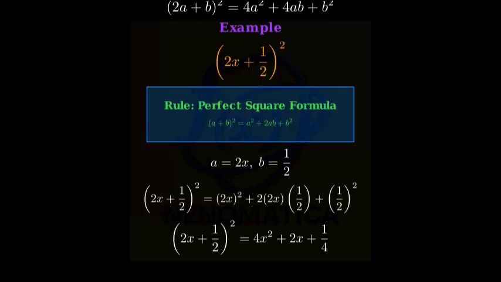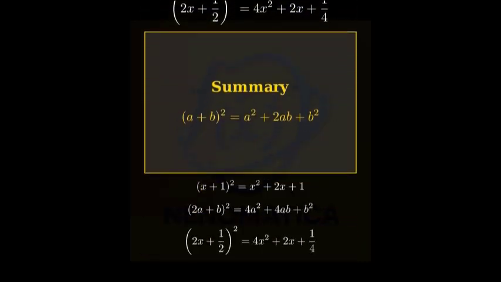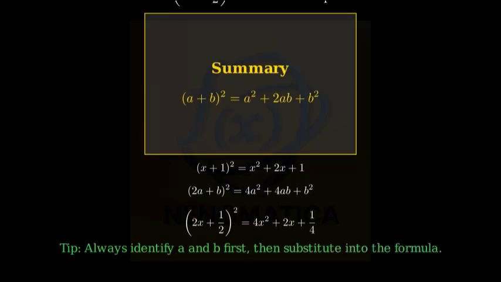Let's summarize what we've learned about the perfect square formula. The formula states that (a + b)² equals a² + 2ab + b². We've seen how to apply this formula to different expressions. (x + 1)² equals x² + 2x + 1. (2a + b)² equals 4a² + 4ab + b². And (2x + 1/2)² equals 4x² + 2x + 1/4. Remember, when using this formula, first identify what represents a and what represents b, then substitute these values into the formula and simplify. This formula is very useful in algebra and helps us expand binomial expressions efficiently.